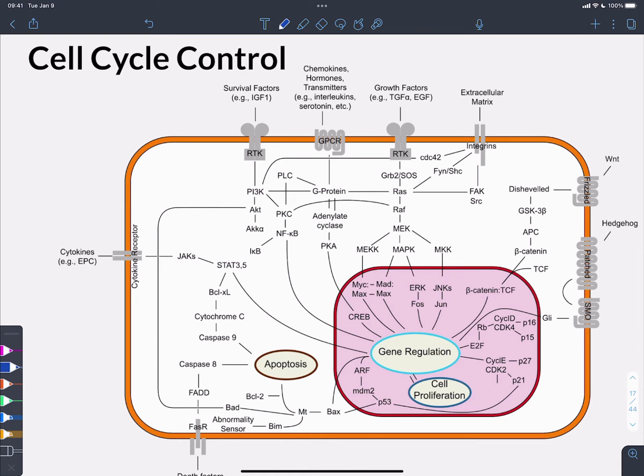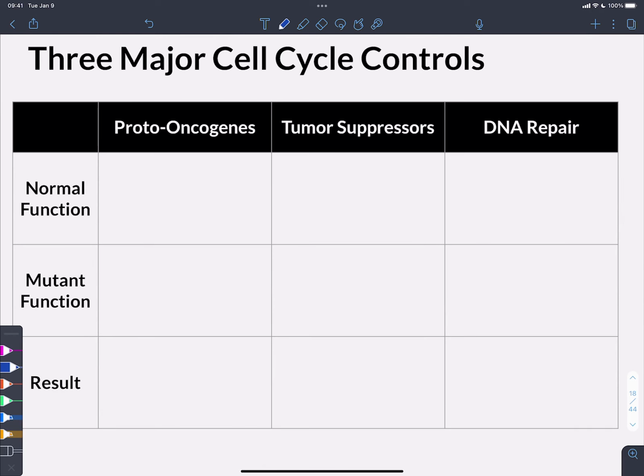And the other thing that you can see is that there are a variety of external controls, signals that are being sent to the cell and helping it understand if it needs to divide or not, as well as a variety of internal controls. Now, the specific nature of these controls is beyond our need to understand in this course, but we should understand that we have a variety of different signals that are working.